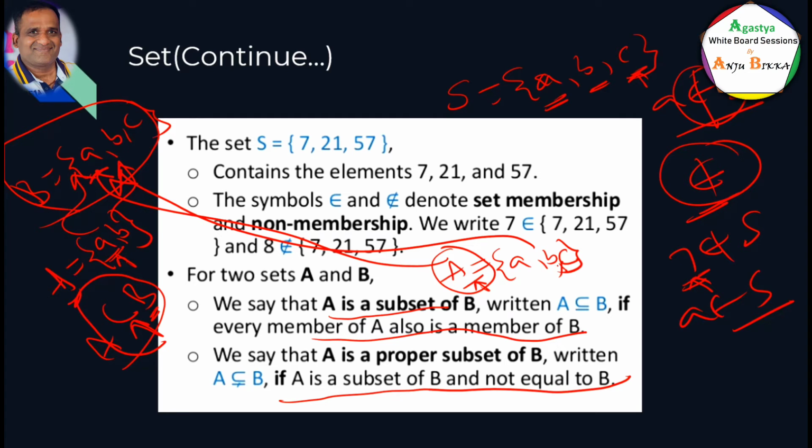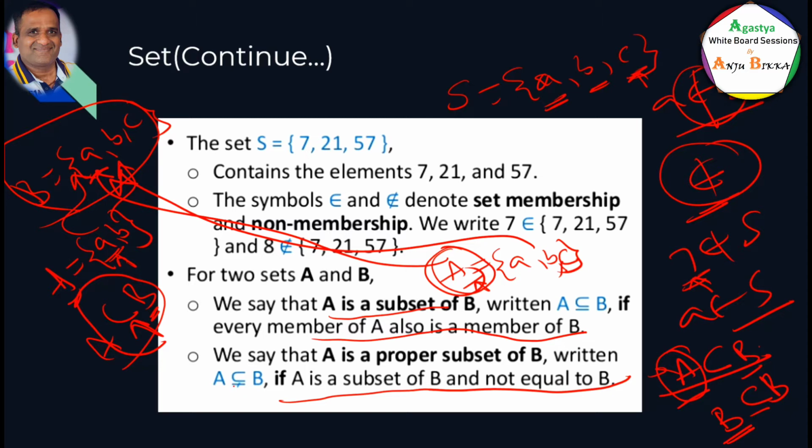Proper subset means if both are not equal. When we say a proper subset, A needs to be a subset of B and A is not equal to B, then it's called proper subset. Why is it coming in here? Every set is a subset of itself. Like we can say B is a subset of B, yes, but it's not a proper subset. So that's what a proper subset is.